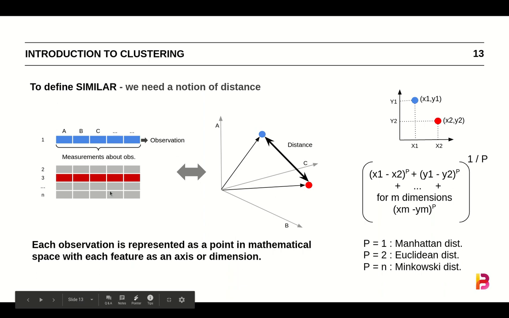So this would be your data set. Any given data set, let's say it has n rows and m columns. Each of these columns represents a feature of your data point, and each of the rows is an observation. Let's take one observation, and it has multiple features. That means if we add one axis for each feature, your observation becomes one point in the mathematical space.